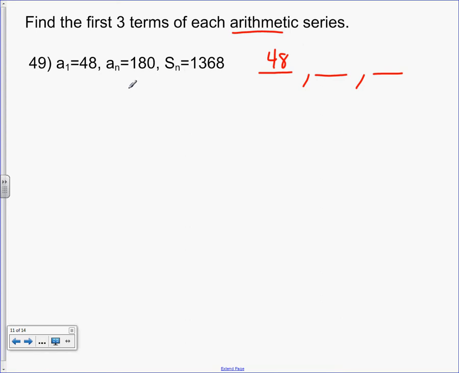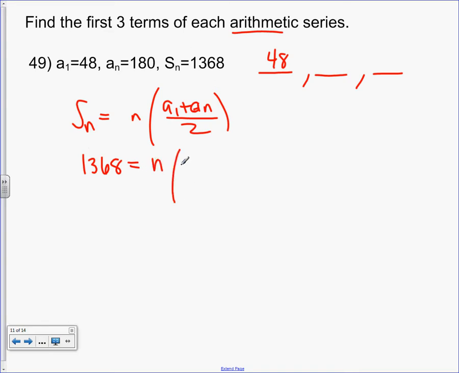If you go back to the front, are we going to use the first S formula or the second one? The first one, probably, right? So S sub n equals n times A sub 1 plus A sub n, all over 2. You plug in what you know, you substitute. So S sub n is 1368 equals, I don't know n, times A sub 1 which is 48 plus A sub n which is 180, all over 2. Is everybody okay with what I just did?